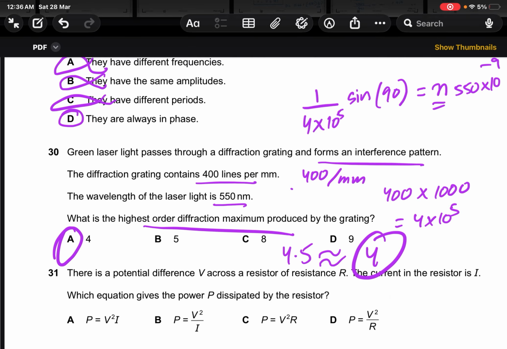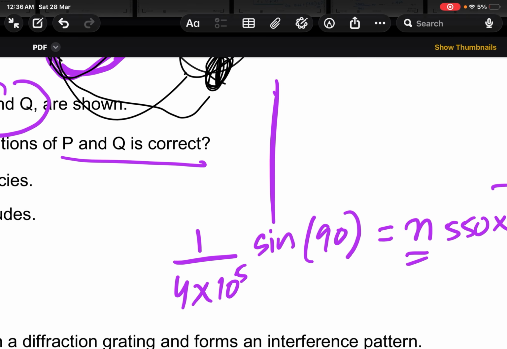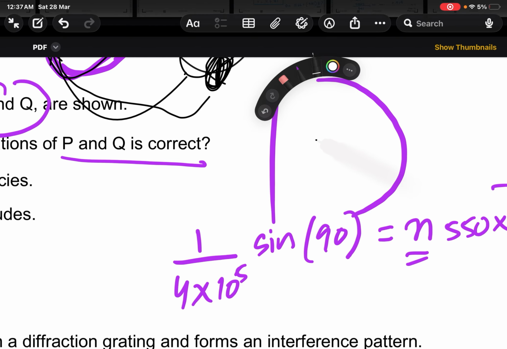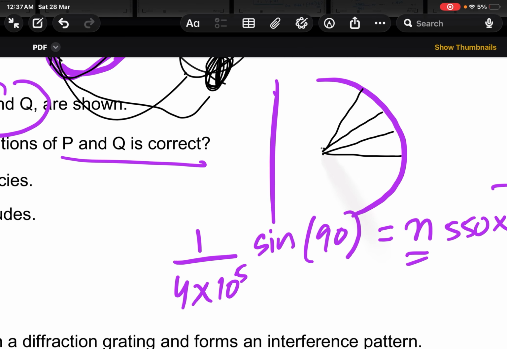It means, let me show you what this means. It means that on your diffraction grating you're going to have a center line, then there are going to be 1, 2, 3, 4 lines like this, and 1, 2, 3, 4 lines like this.